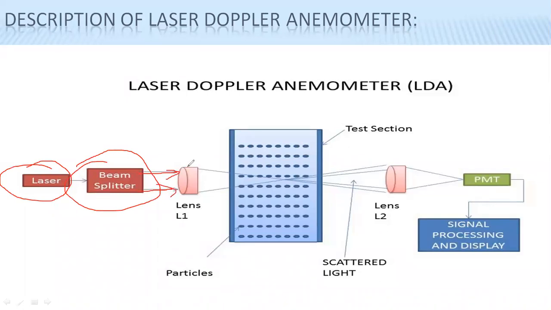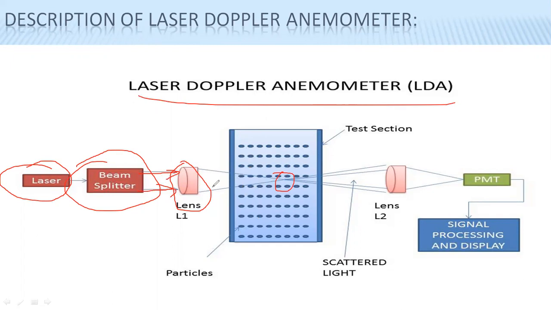I will place a lens between the source of object and this laser. By using this lens, the light is passing and it is coincident with one particular point of that flow. We can calculate with the signal processing and display unit how much flow is occurring in the device by using this LDA process.